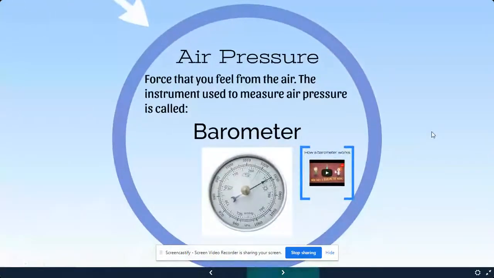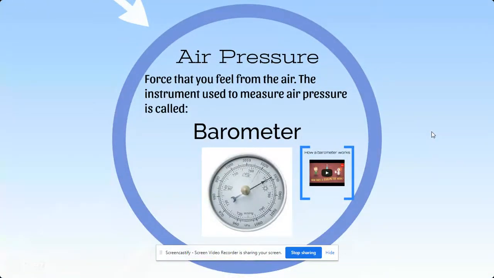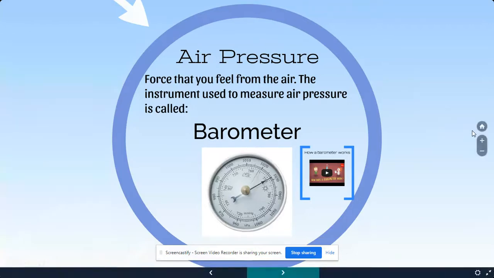Next, meteorologists measure air pressure. It's the force that you feel from the air. The instrument used to measure air pressure is called a barometer. A barometer almost looks like a little clock or a little compass, but it is measuring air pressure. Meteorologists use the air pressure to determine what types of weather might be coming. If the pressure is high, it might predict different types of weather versus if the pressure is low. We'll cover that a little bit later. Right now, we just need to know that the barometer measures air pressure, the force that we feel from the air.